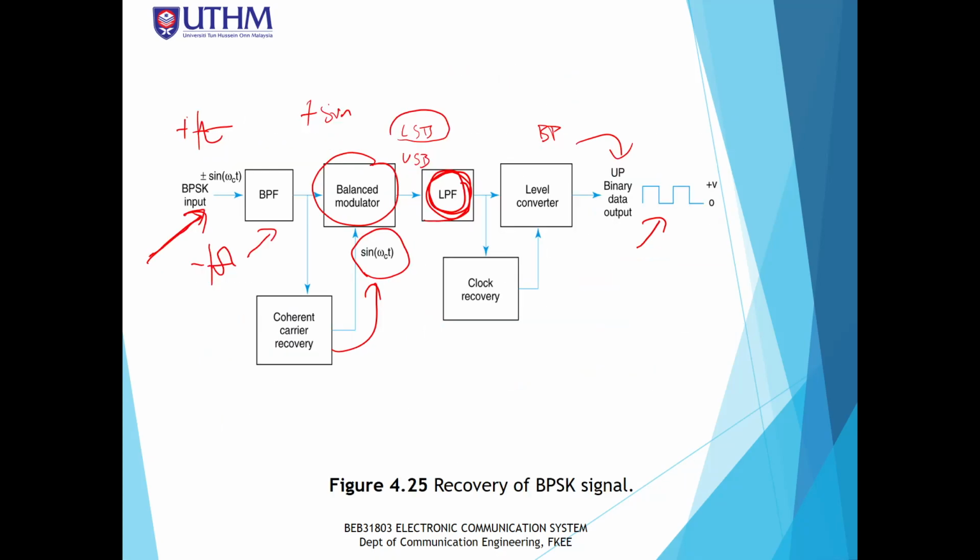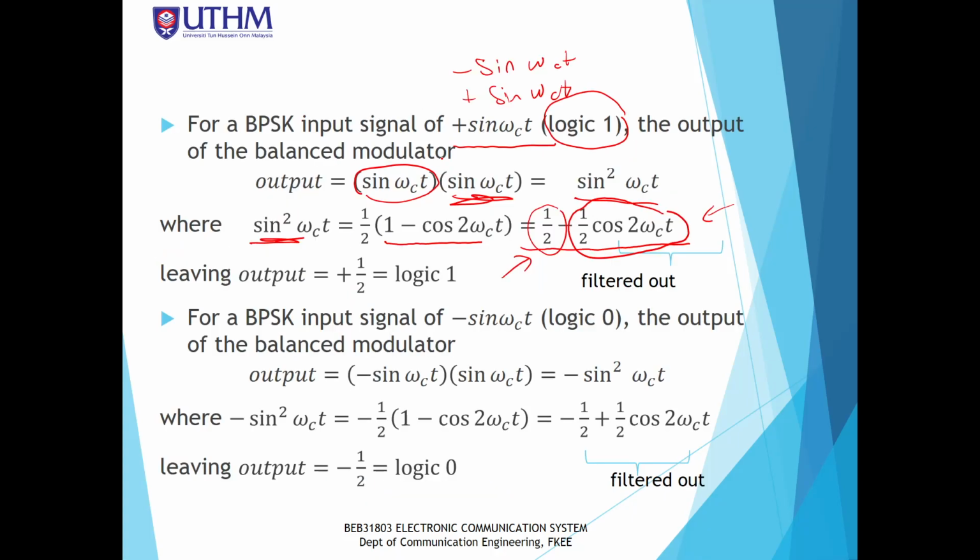Since we have a low pass filter, LPF, it will filter out the high frequency signal. This is a high frequency, so it will be filtered out. After the filter, we produce a DC voltage of positive 1 over 2 volt. So positive voltage is represented by logic 1.